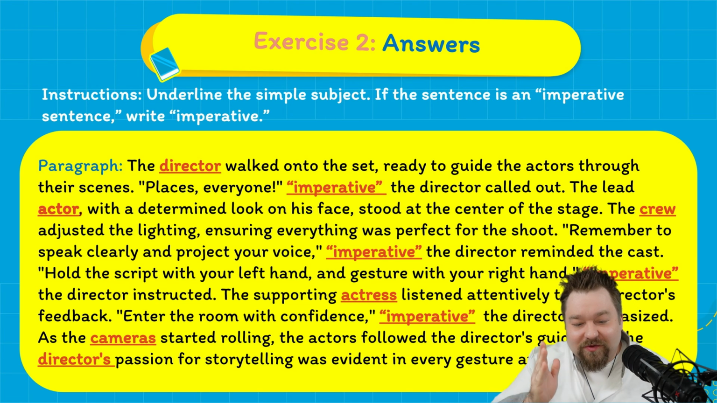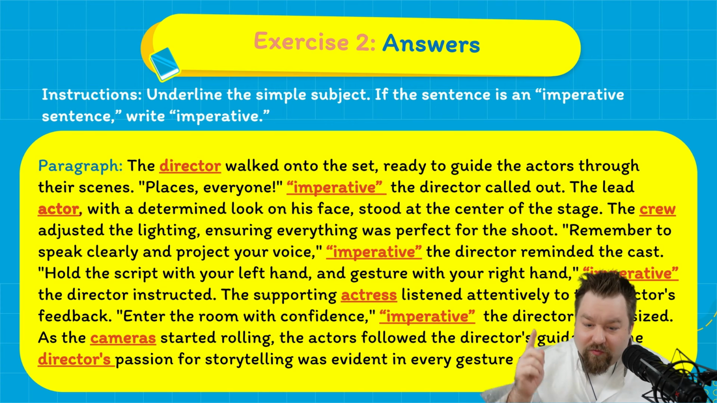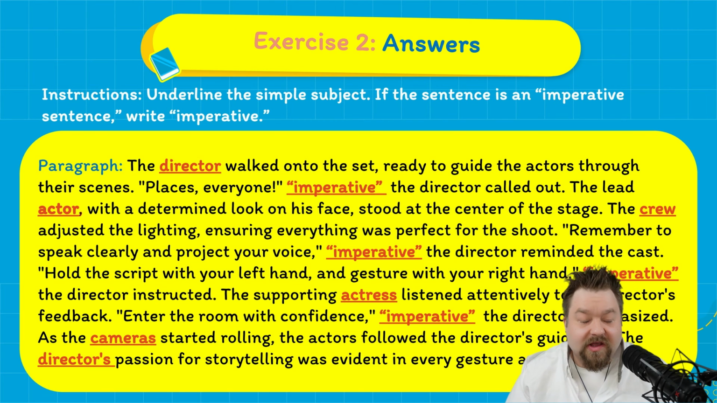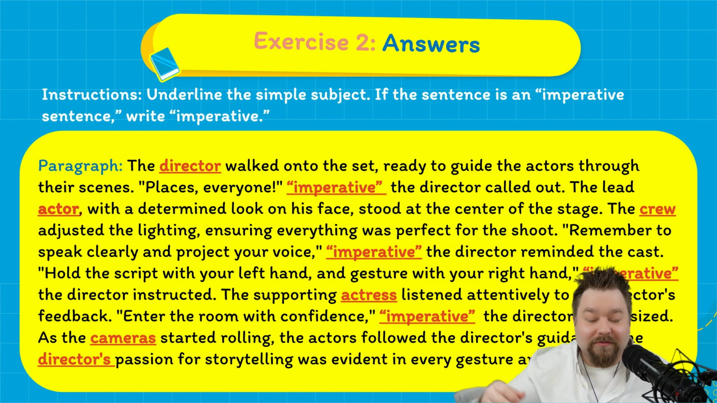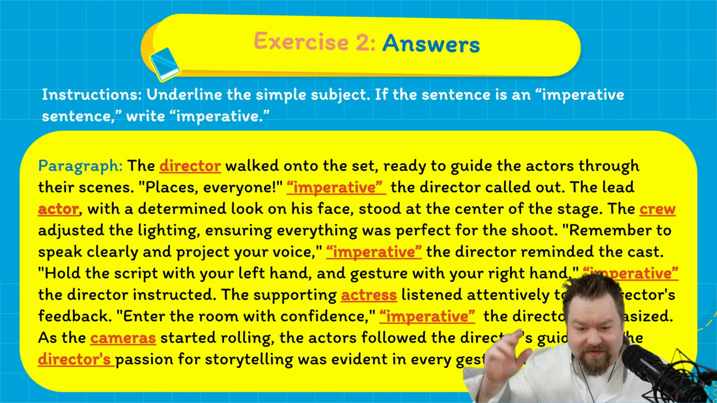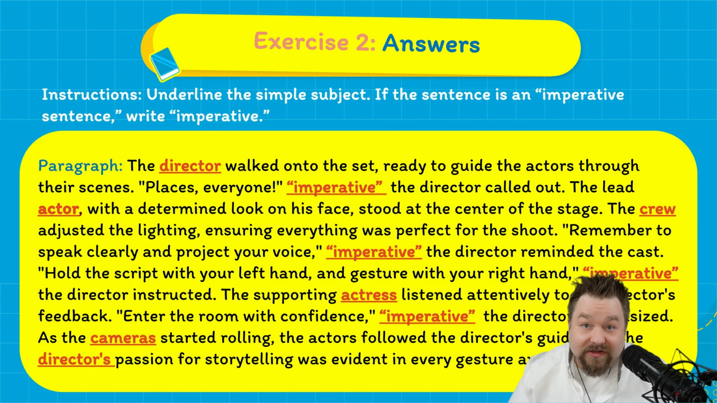Okay, let's check. So the first one, the director walked onto the set, ready to guide the actors through their scenes. Oh, who is it about? Director. There's a subject right there. Places, everyone, the director shouted, right? The director called out. That's an imperative. Places, everyone. The lead actor, with a determined look on his face, stood at the center of the stage. What's this about? The actor. The crew adjusted the lights. The crew. That's a simple subject, right?